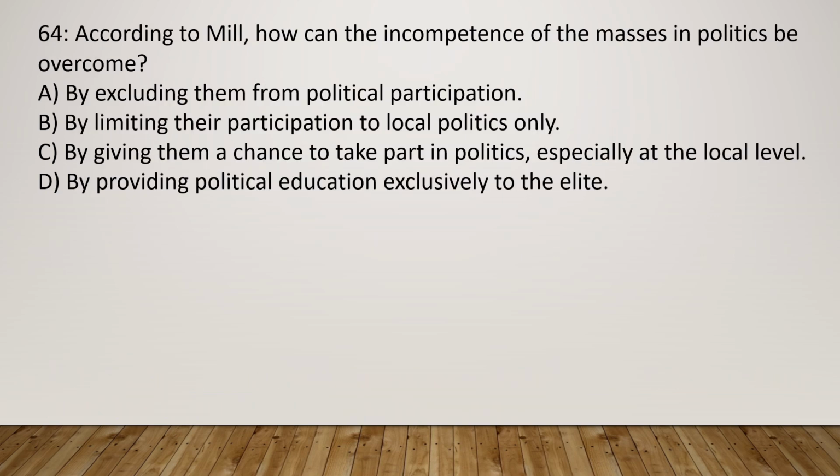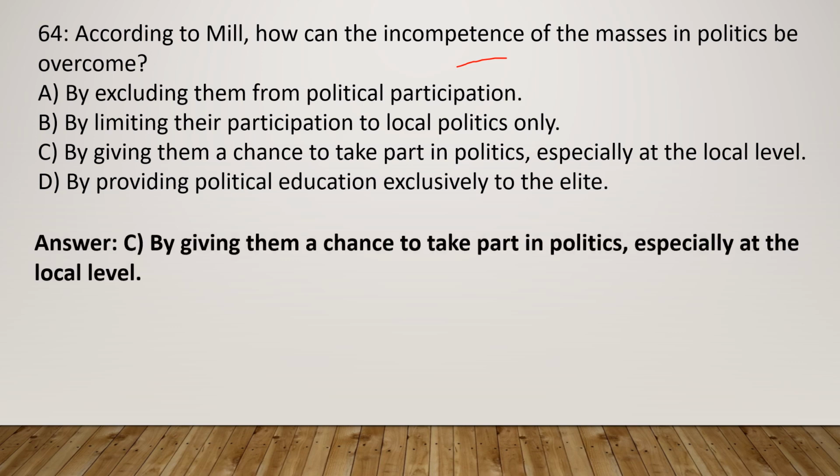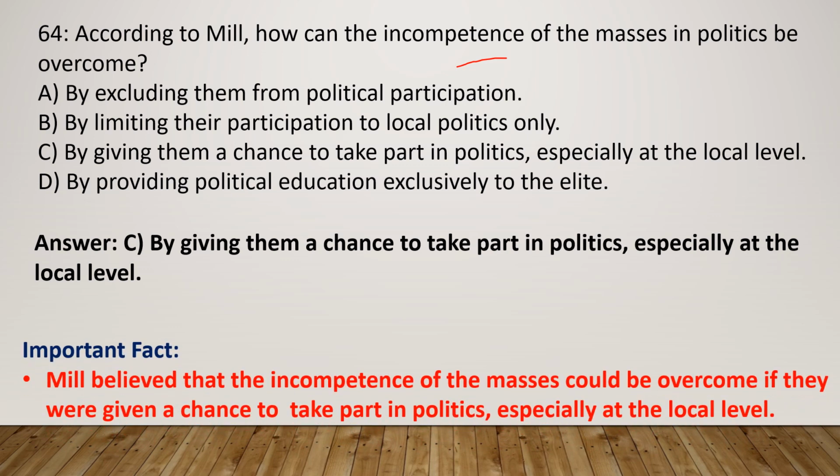According to Mill, how can the incompetence of the masses in politics be overcome? By giving them a chance to take part in politics, especially at the local level. Mill believed that the incompetence of the masses could be overcome if they were given a chance to take part in politics, especially at the local level.